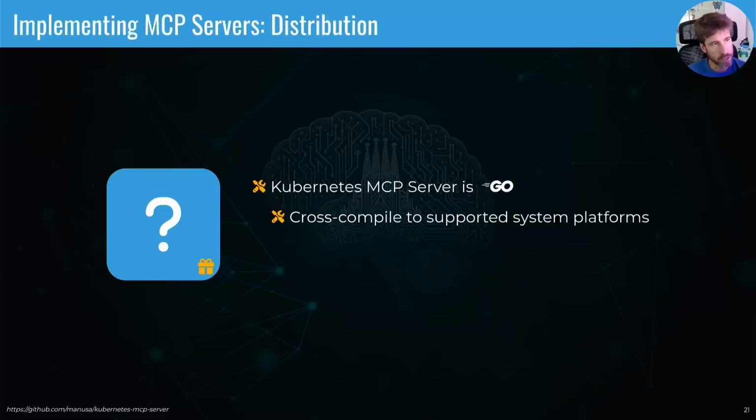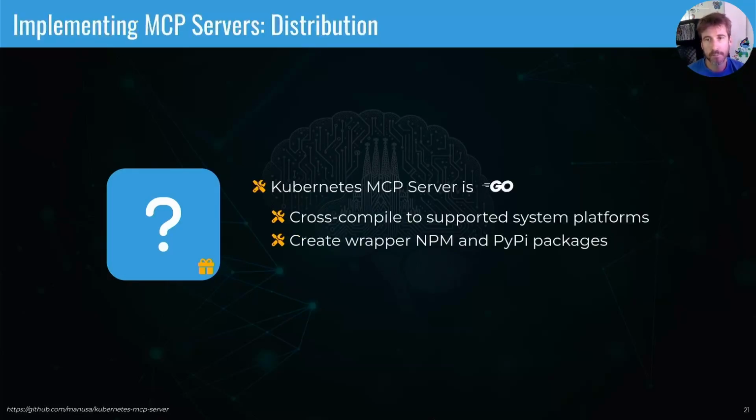So what I do here is cross-compile the MCP server to different platforms and architectures, and then wrap these binaries in npm and Python packages. So I would have a JavaScript file or a Python file that, when it's run by npx or uvx, downloads that binary and then starts it as a child process. Then I basically publish this JavaScript and Python to the npm or PyPI package repositories and make it available for users.